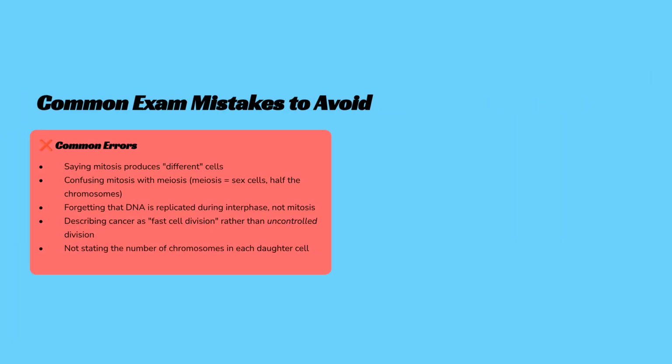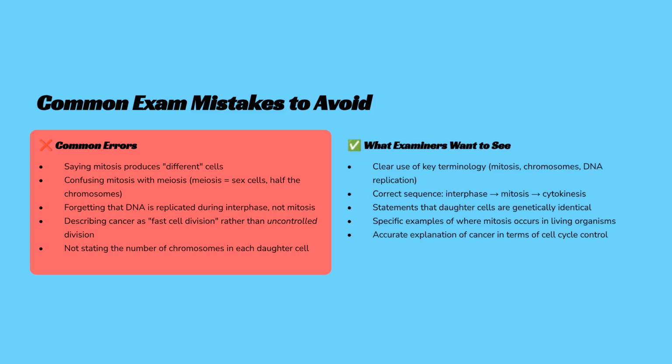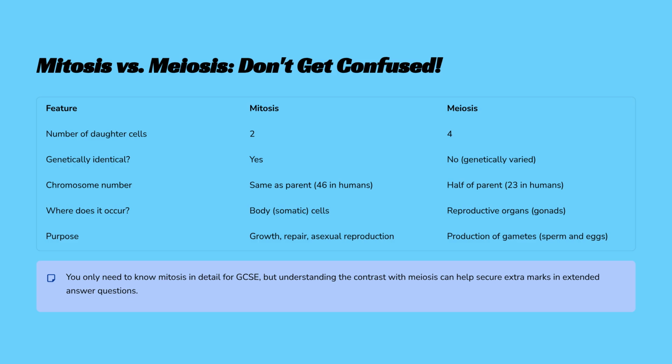Avoid common errors like confusing mitosis with meiosis, or describing cancer simply as fast division. Instead, examiners want to see key terminology and the correct sequence of the cell cycle: interphase, mitosis, and cytokinesis. Mitosis produces two identical cells for growth and repair with the same chromosome number. Meiosis produces 4 varied sex cells with half the chromosome number. Remember this key distinction to secure marks.